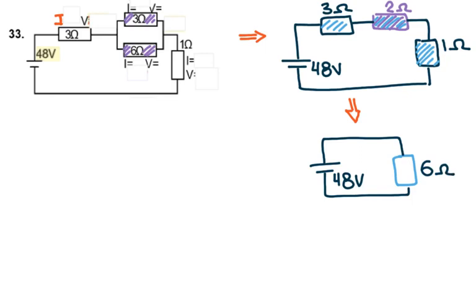So from here I see that from the Ohm's law, V is equal to I times R. So I is equal to voltage divided by the resistance, which is 8 amps. So I know that the current that is leaving from the battery is 8 amps. And right here I have the current 8 amps. So this current, the first one, is 8 amps.